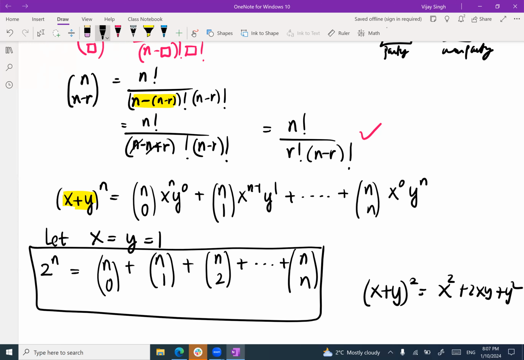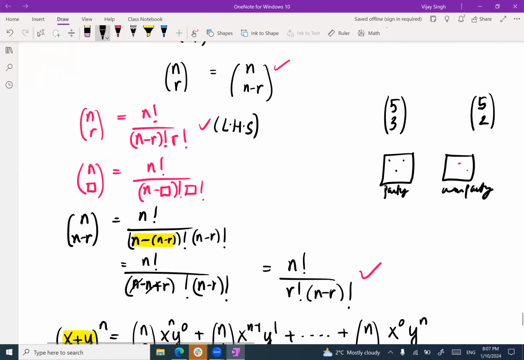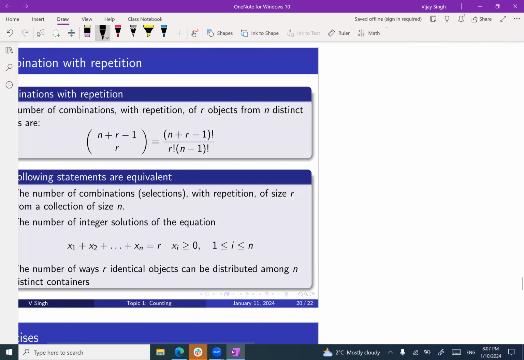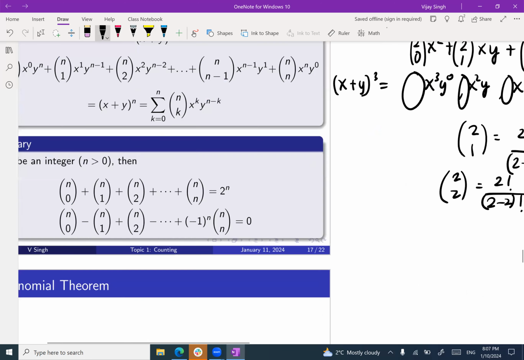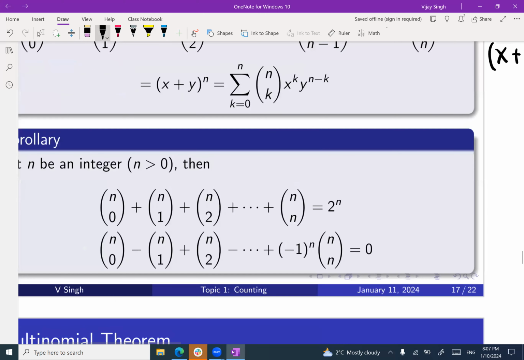I mean, you just put x and y equal to 1, you get this. So this is what the corollary here is. n choose 0 plus n choose 1 plus n choose 2, and so on, until n choose n equals 2 to the power n.